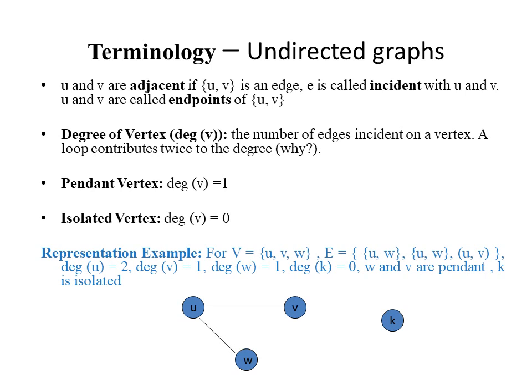Degree of w is 1, because again one edge is connected, and k has 0 because the vertex is present but no edge is coming to or going from k. So w and v are pendant because they have only 1 degree, and k is isolated. The pendant vertex has degree 1, only 1, and the isolated vertex has 0 degree.